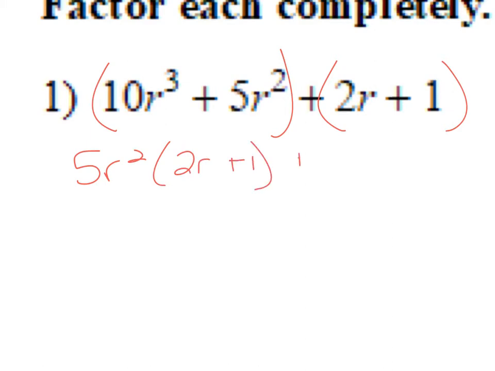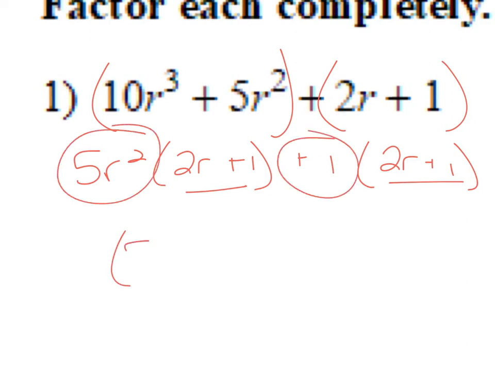On the second one here, nothing will come out, so I always pull a 1 out and get 2r plus 1. Now, make sure your insides match. If insides match, we're good. So rewrite, putting together your outsides. So 5r squared plus 1, and then 2r plus 1 is your final answer there.